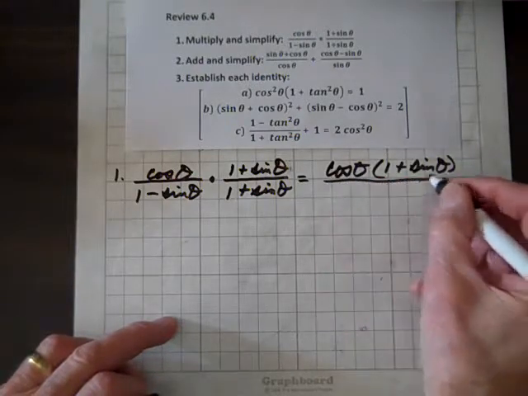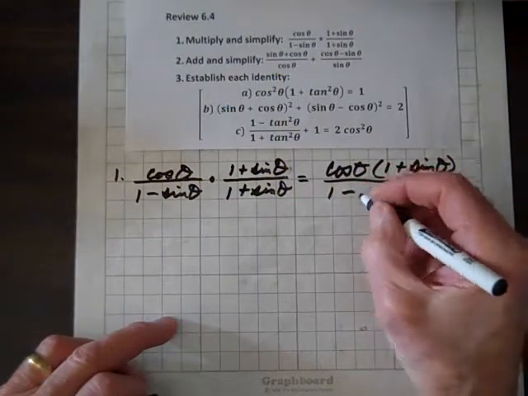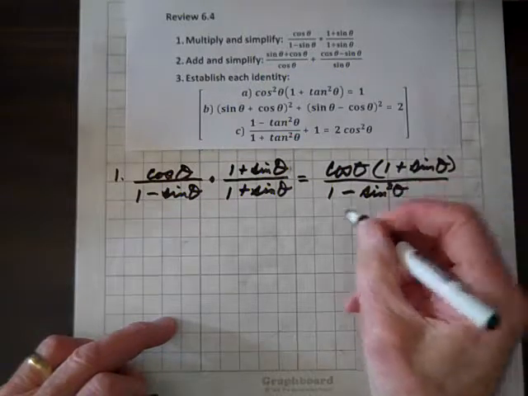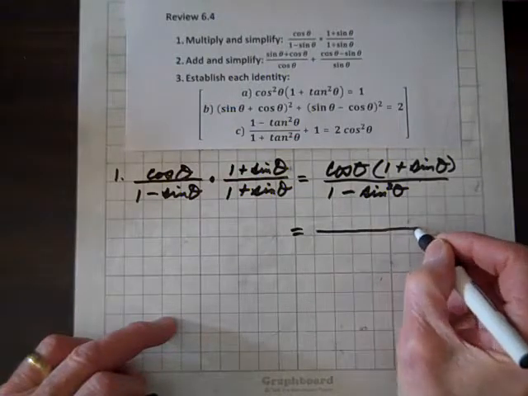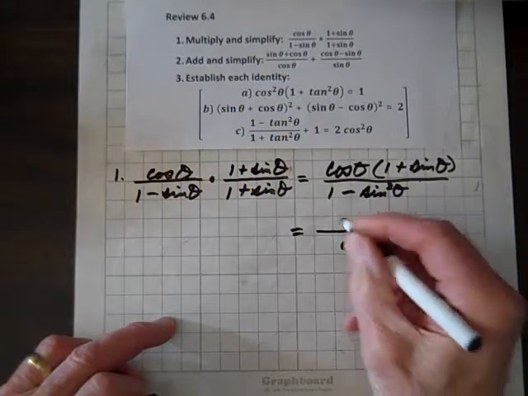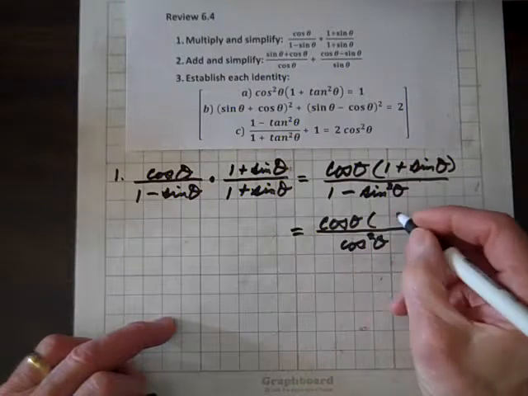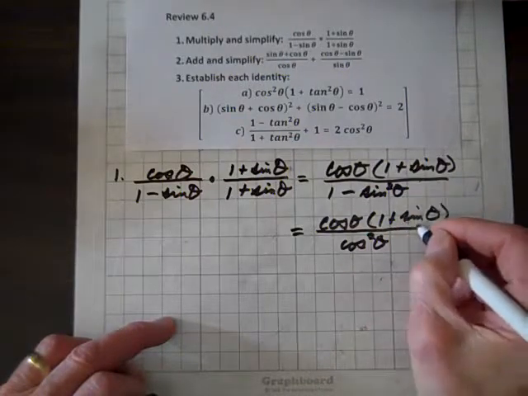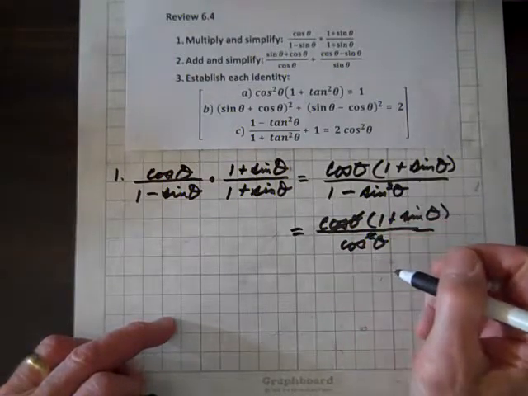But downstairs, notice when we find the product of these two, we get the difference of two squares, which will be 1 minus sine squared theta. And as you well know, 1 minus sine squared theta equates to cosine squared theta. And up here we have the factor cosine of theta and 1 plus sine of theta. And one of the factors of cosine divide out.